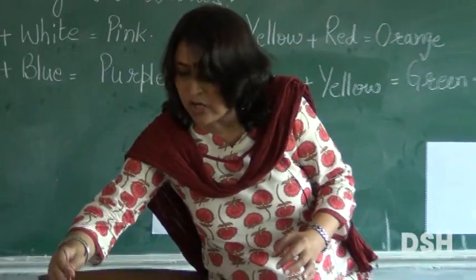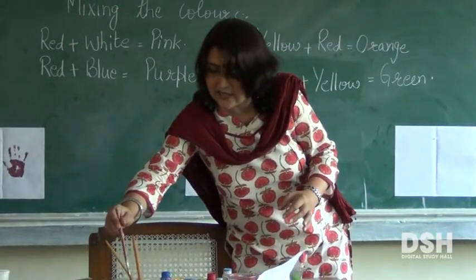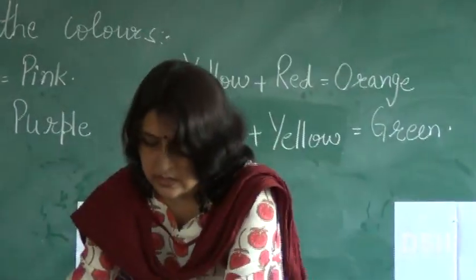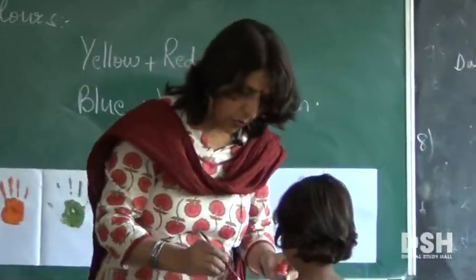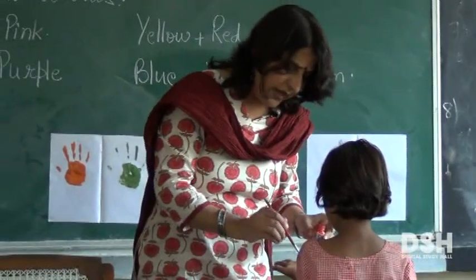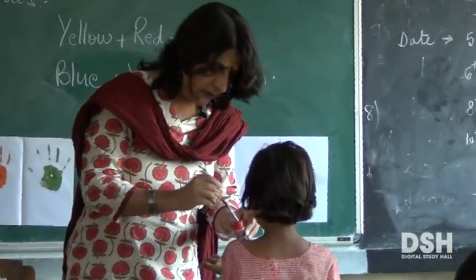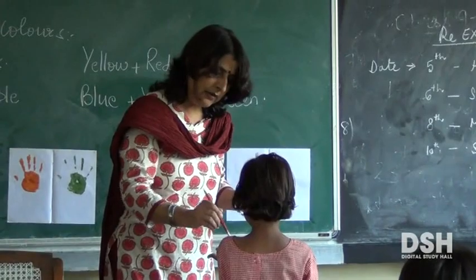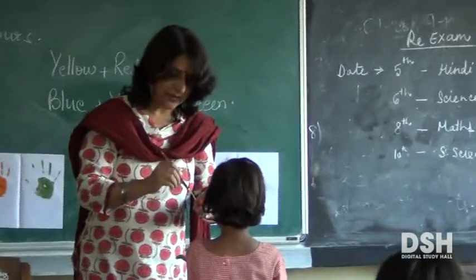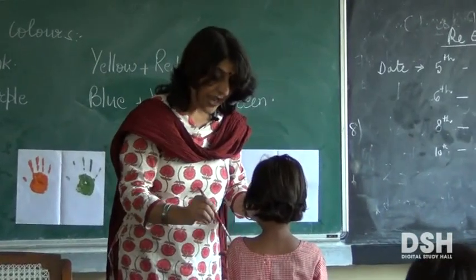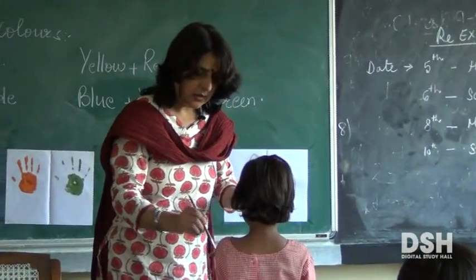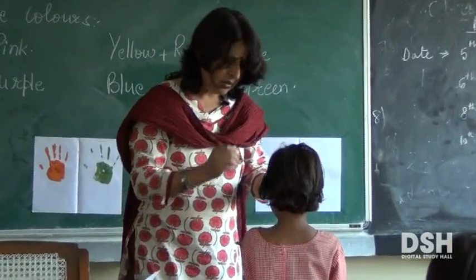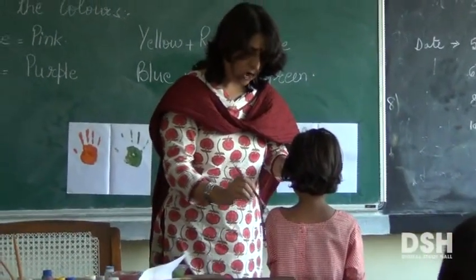Let me see. Small, small hands. Come. You also come. Show me your hand. Wow. Bright red. You love red color? Can you tell me something which is red in color? Apple. Apple and? Tomato and cherry. Wow. And apple. Pomegranate. Okay, very good. And your blood is red or not?